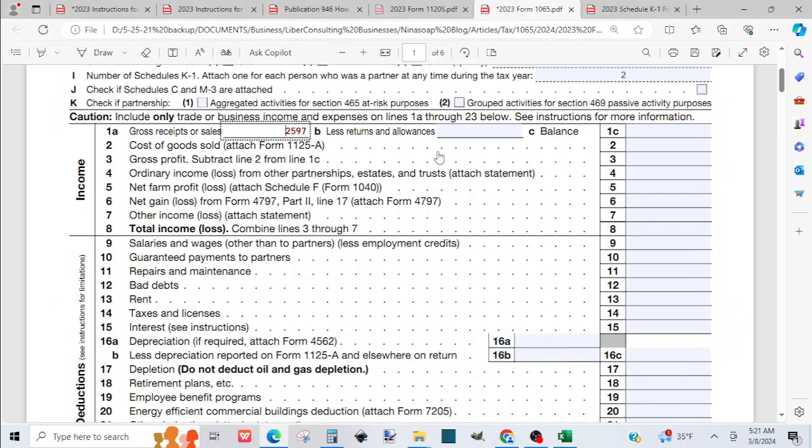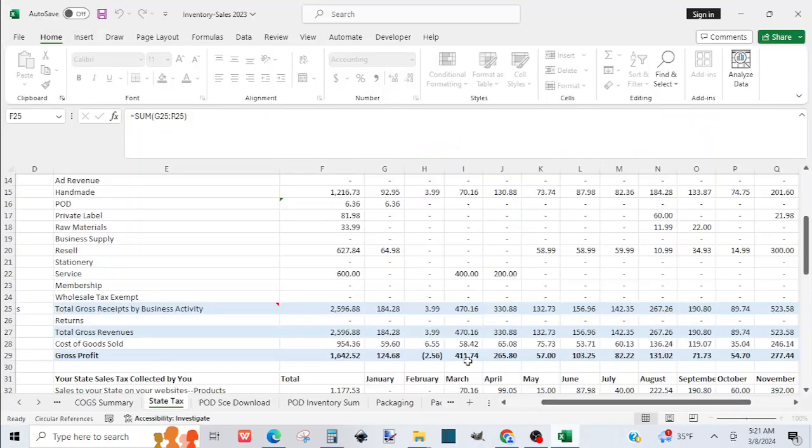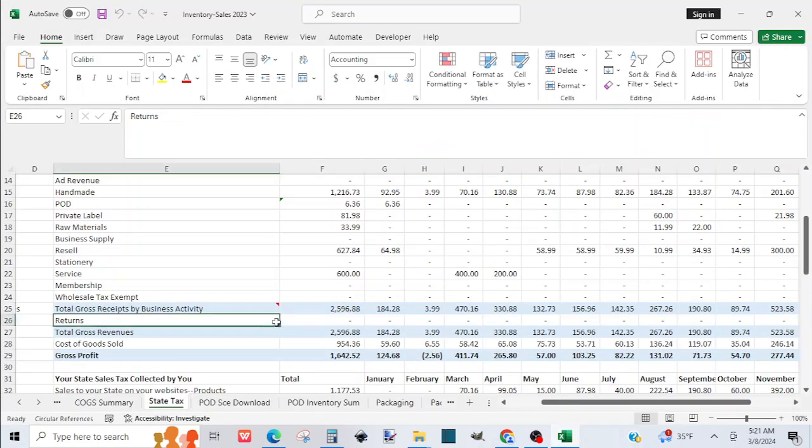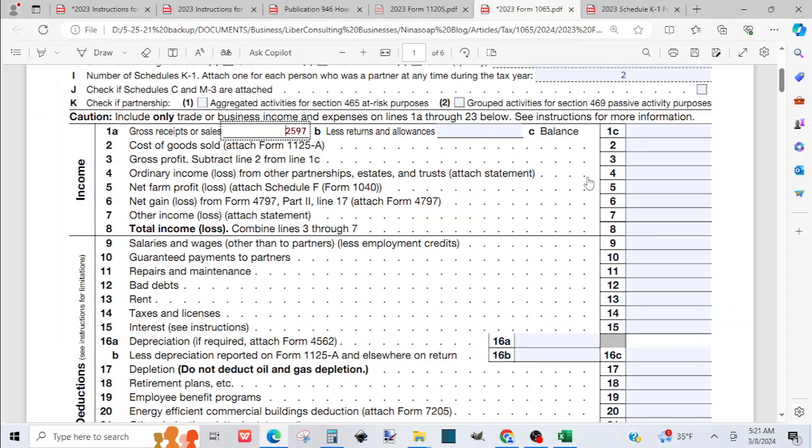2597 returns. We do not have any returns, and therefore line 1c will be this minus 0, and that will give me 2597. So line 2, cost of goods sold.